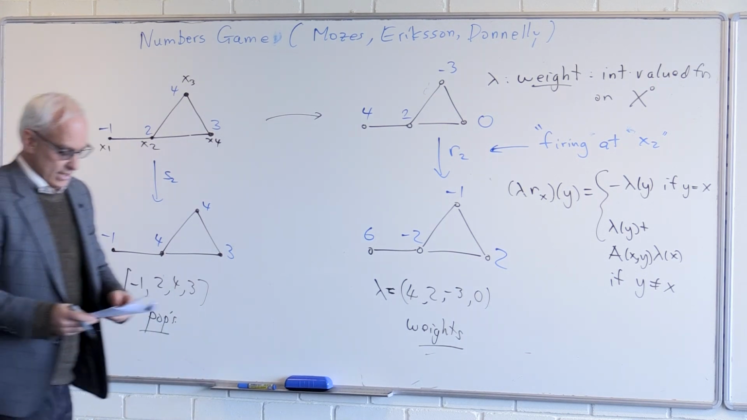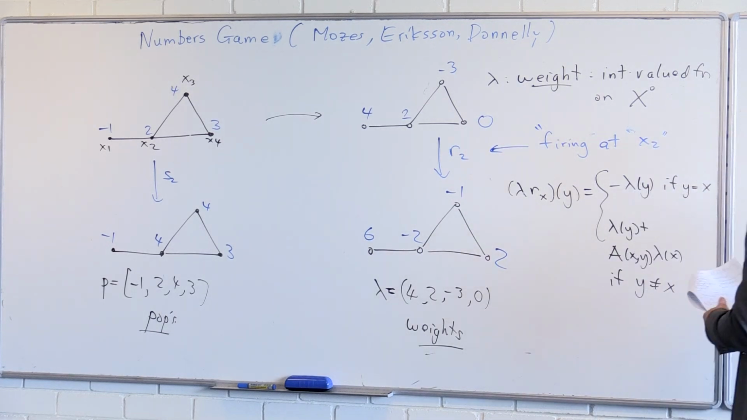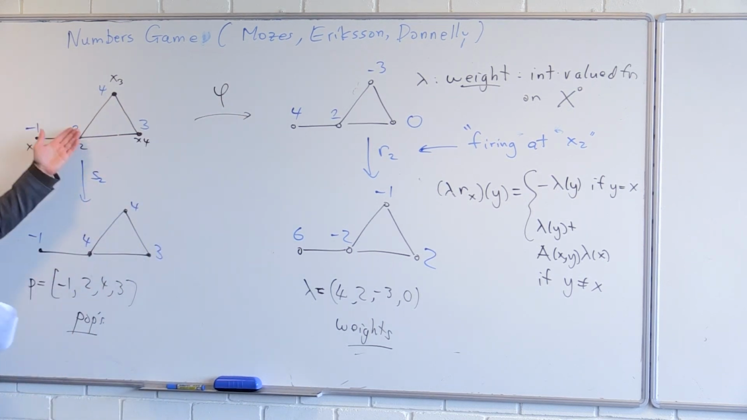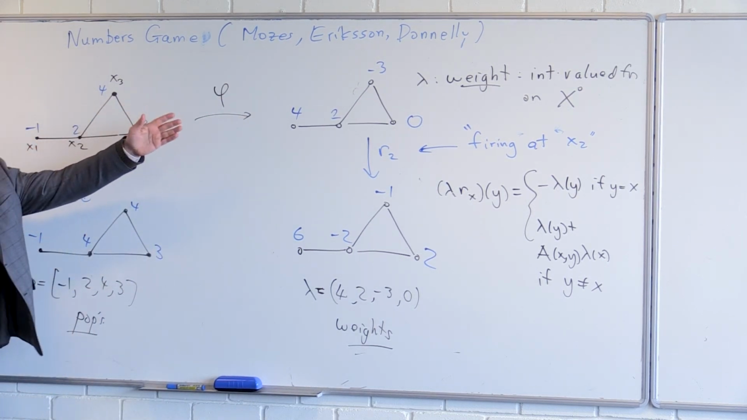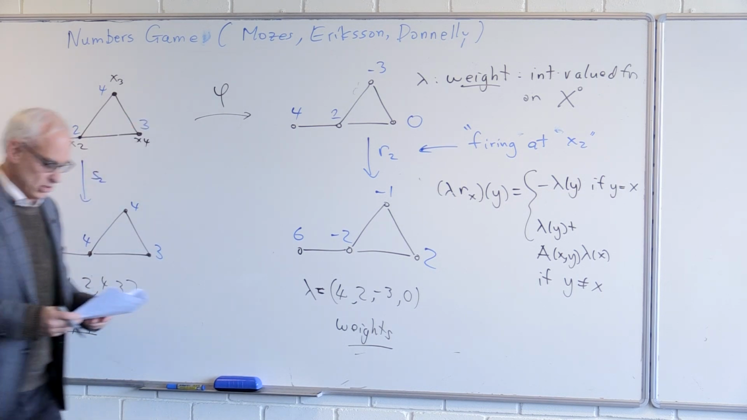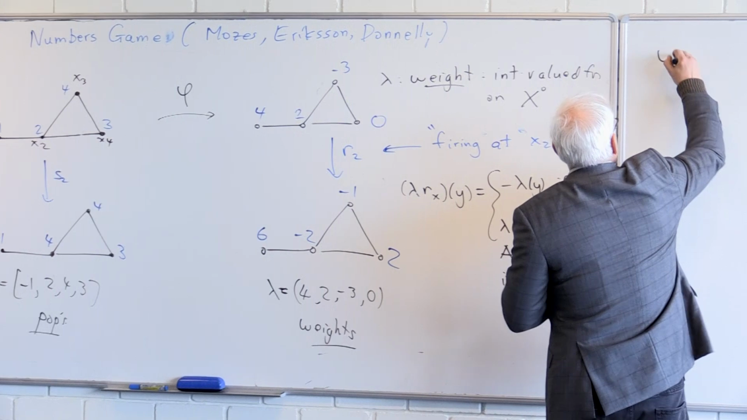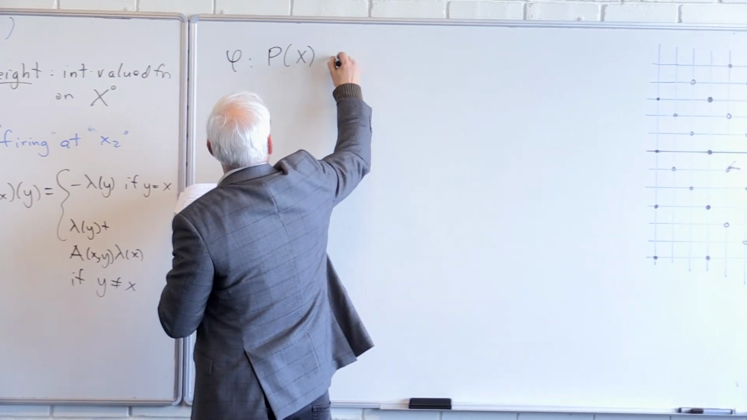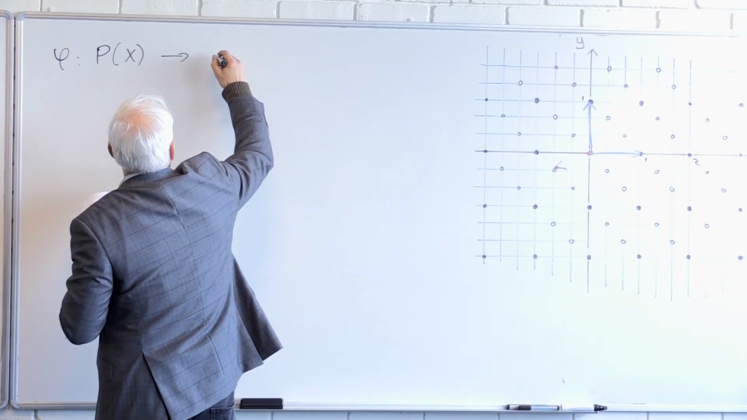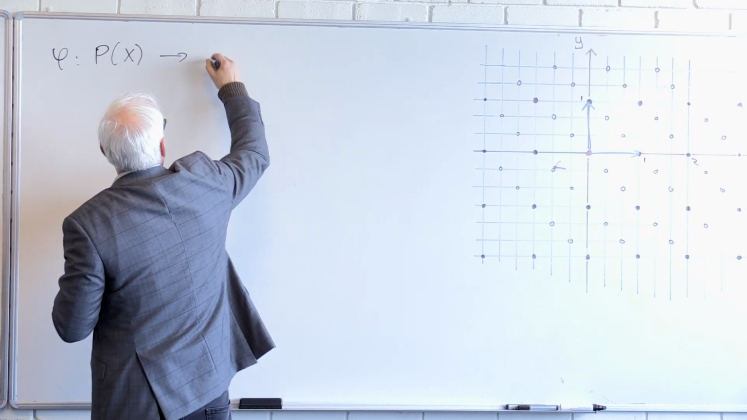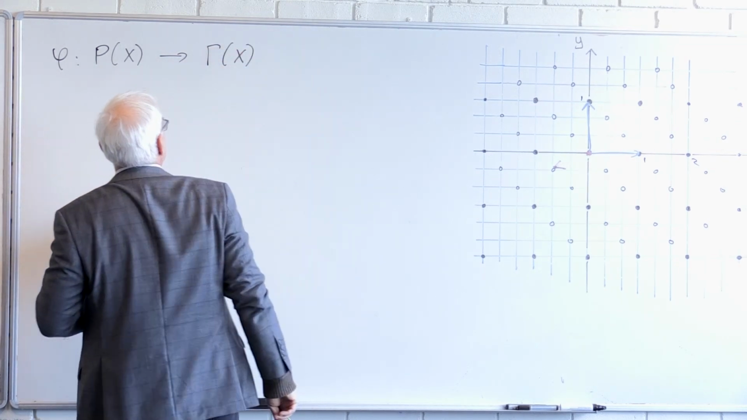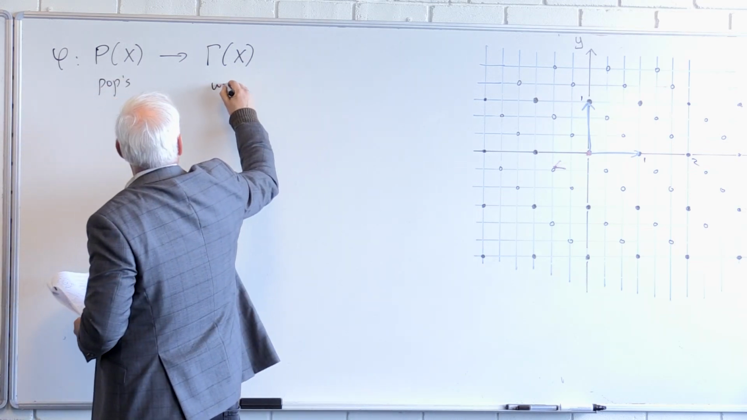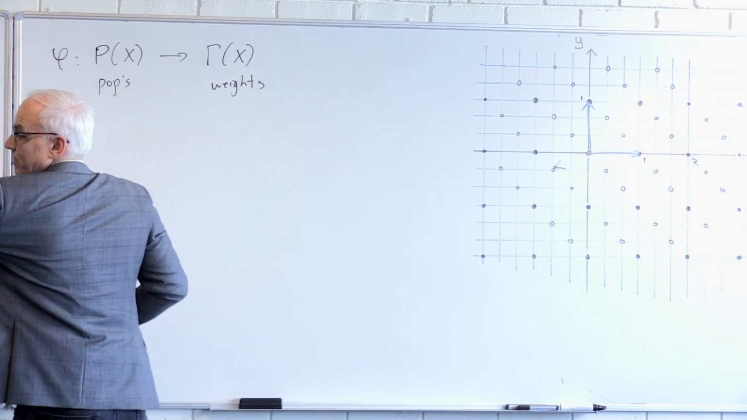Then, what is the effect of this? This correspondence here, let's call it phi. How do we go from a population to a weight? What have we actually done? So lambda goes from populations, say P of x, to the weights, let's call them lambda of x. These are populations, and these are weights. So this map, what is the map?